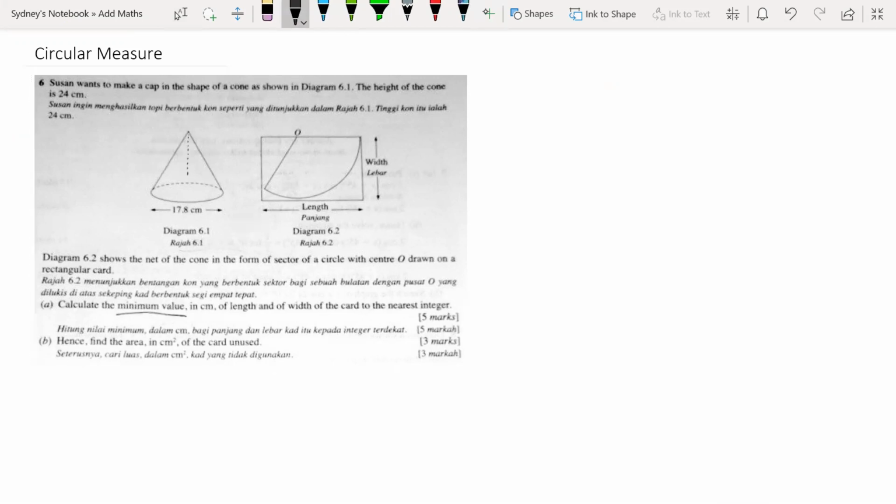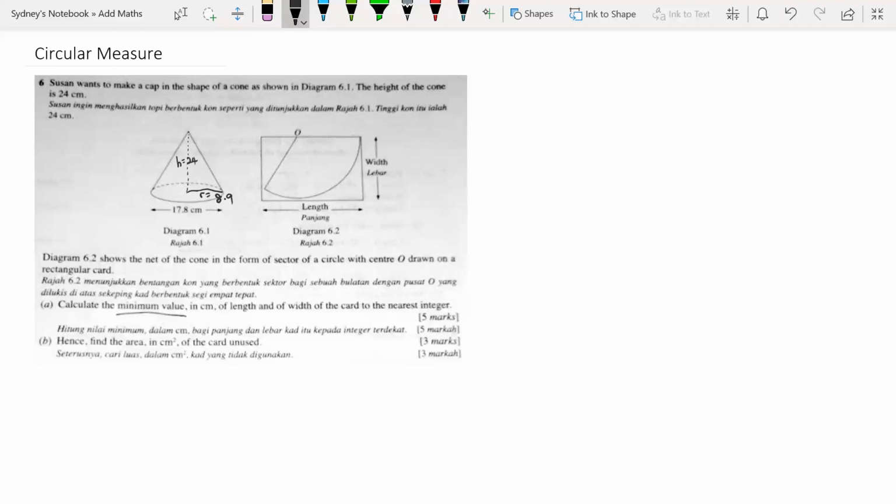Okay, so the height has to be 24 cm. Equals to 24. And let's find out what is the radius. Okay, so the radius for this cone will be 17.8 divided by 2. That will be 8.9.